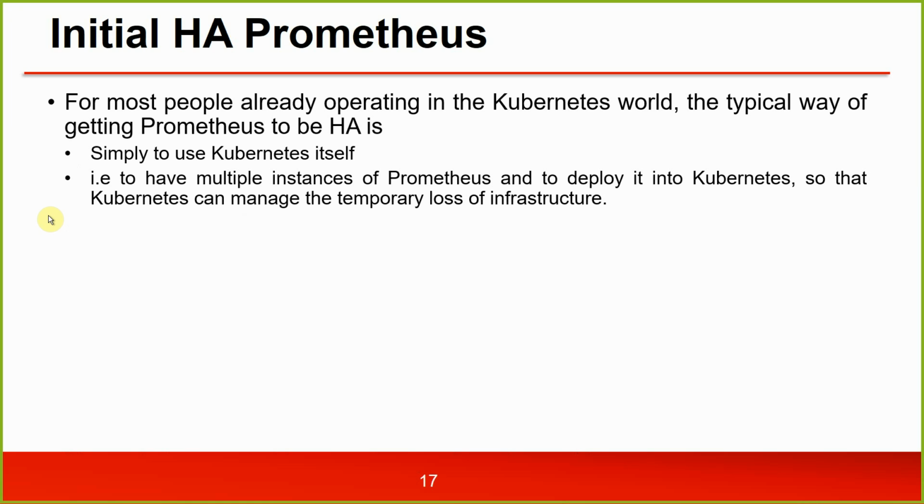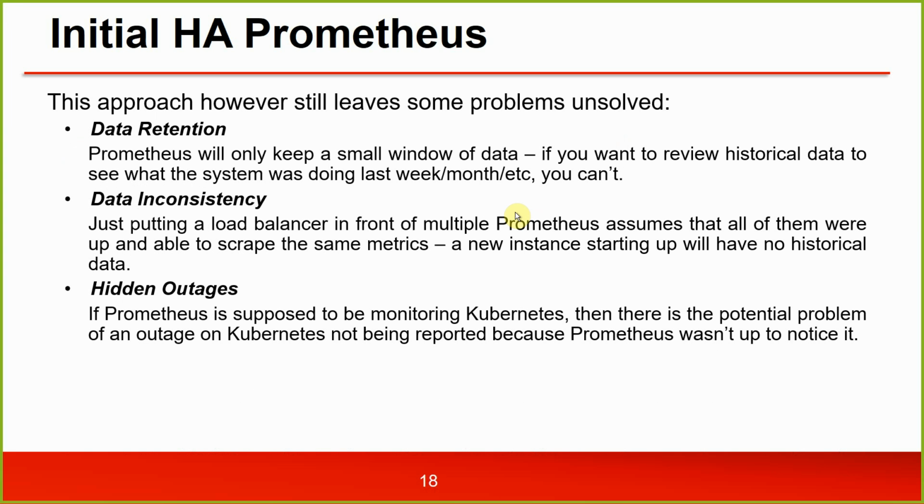Next is high availability. Initially, high availability for Prometheus. For most people already operating in the Kubernetes world, the typical way of getting Prometheus to be highly available is simply to use Kubernetes itself. That is, to have multiple instances of Prometheus and deploy them into Kubernetes so that Kubernetes can manage the temporary loss of infrastructure. But we have a problem. The problem here is that this approach has some problems unsolved.